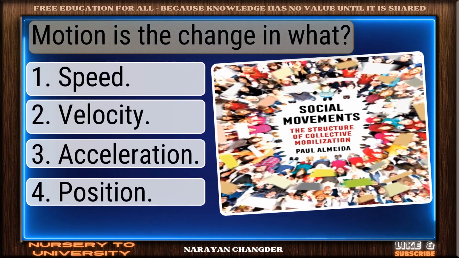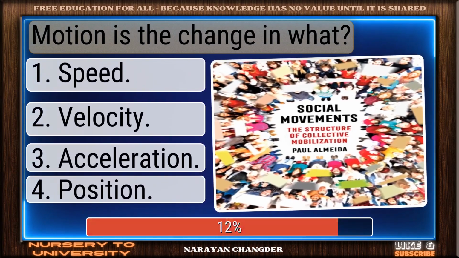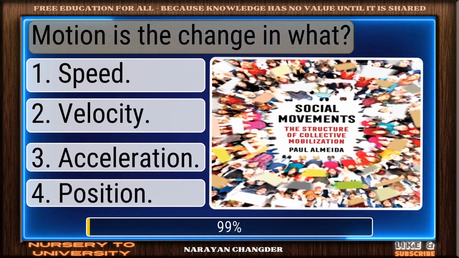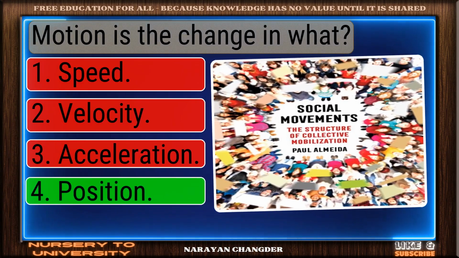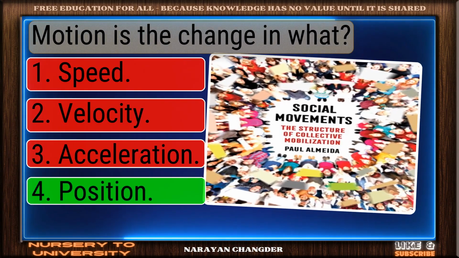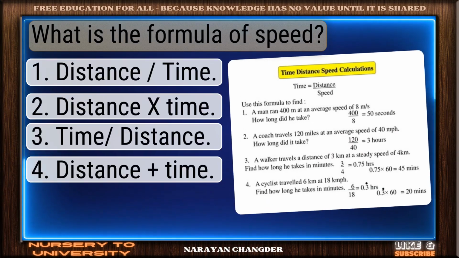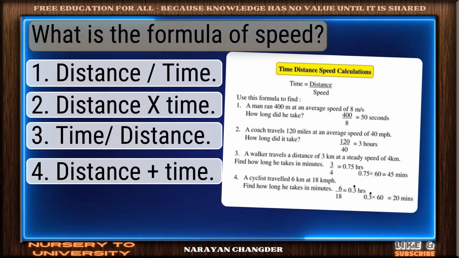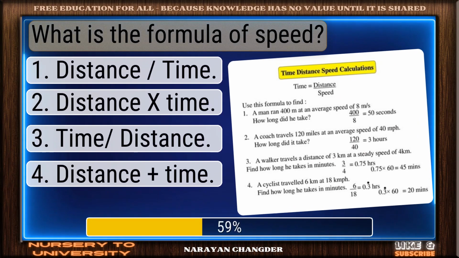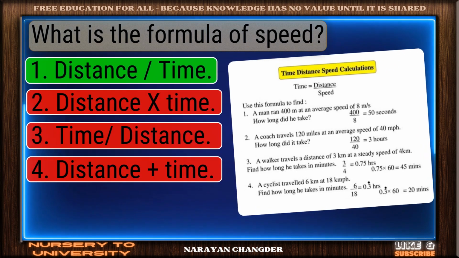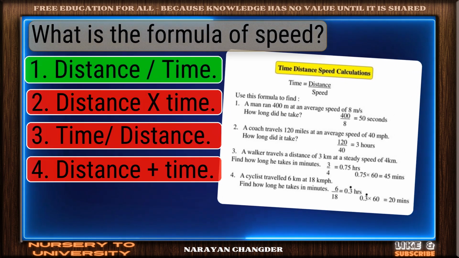Question number 216. Motion is the change in what? Correct response. Position is the most accurate answer. Question number 217. What is the formula of speed? Great job. Distance by time is the accurate answer.